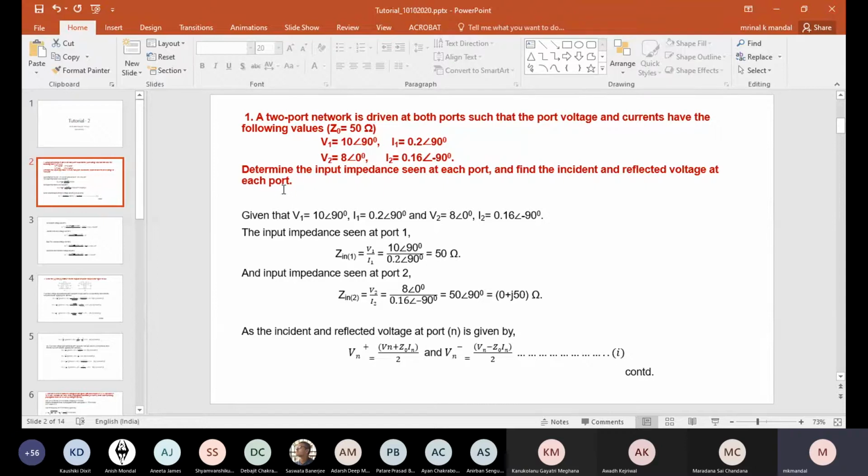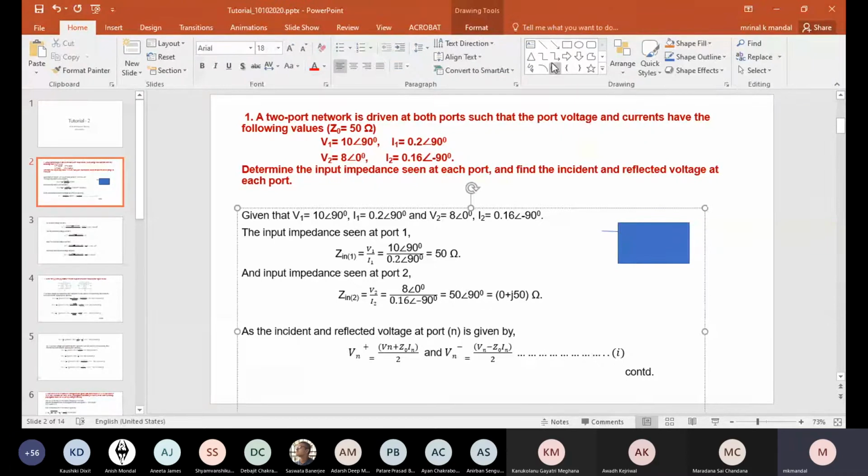Well, so you learned about two-port network. Let's say this is a two-port network, and we have 4 terminals. Then at the input port and output.